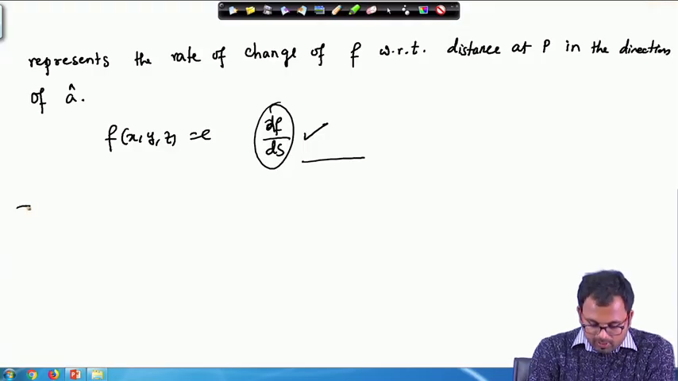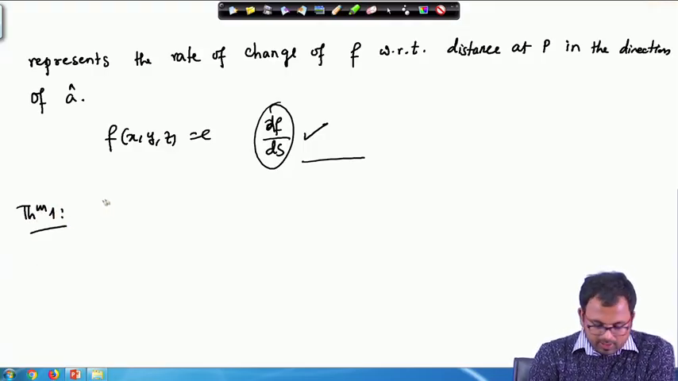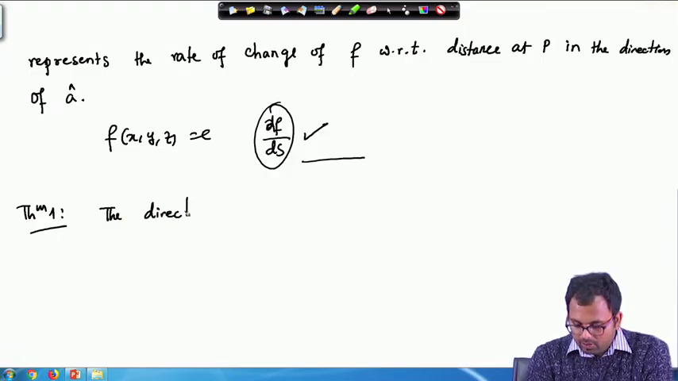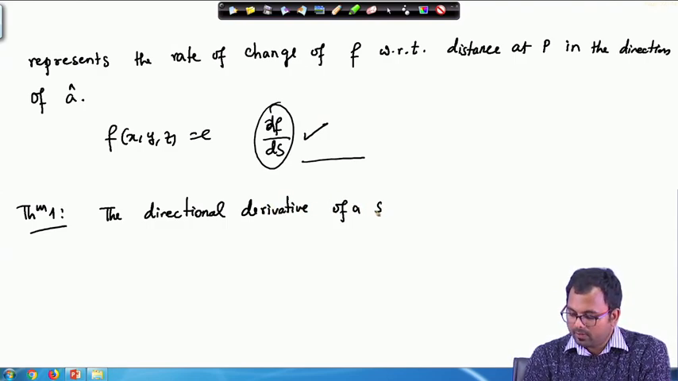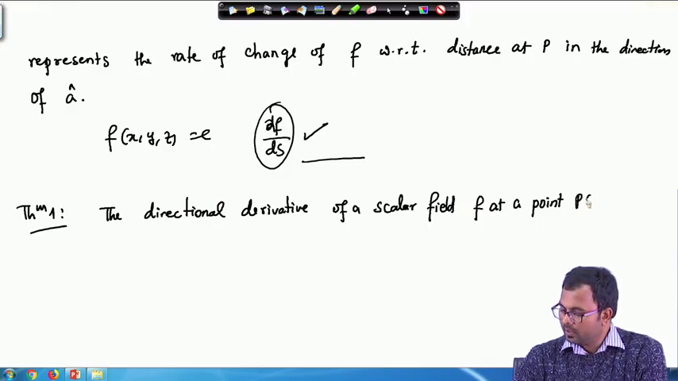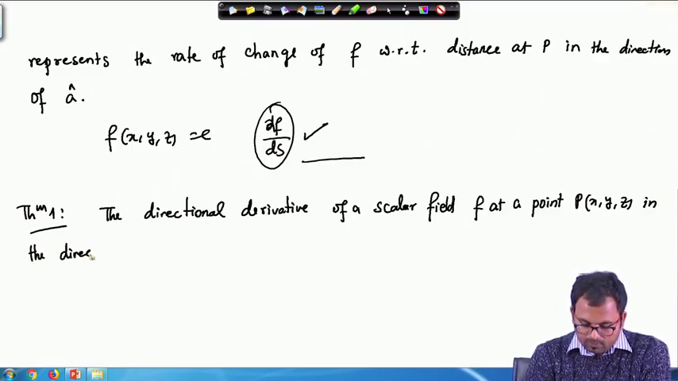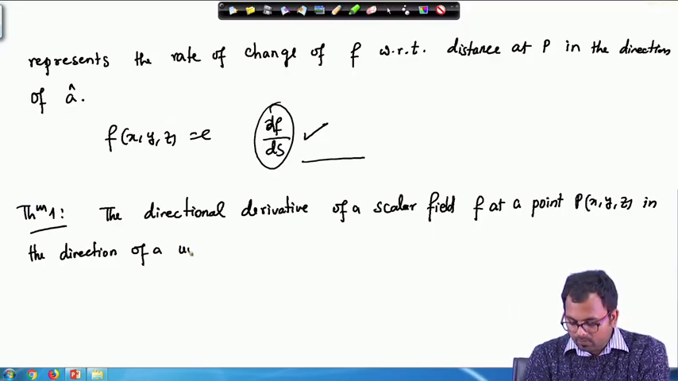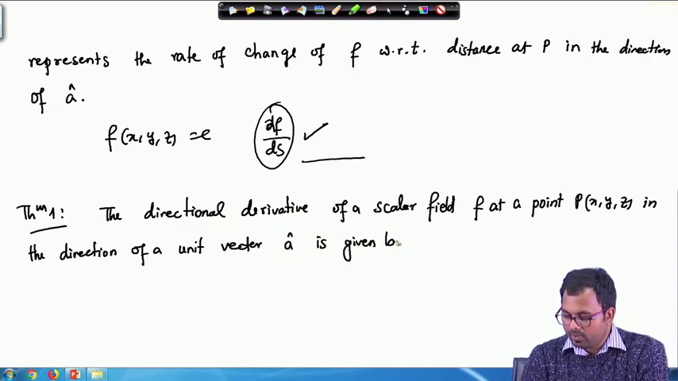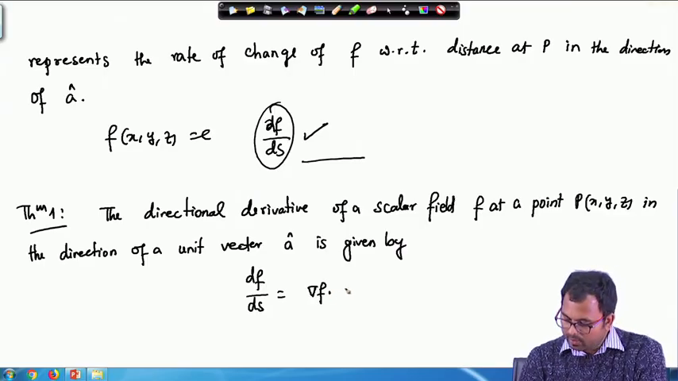So, let me put a small theorem here. Today it is theorem 1, and it says that the directional derivative of a scalar field f at a point p x y z in the direction of a unit vector a cap is given by df ds equals gradient of f at the point p times a cap.